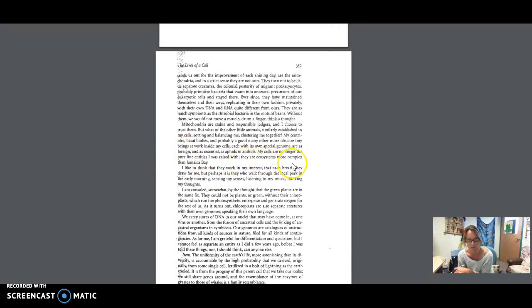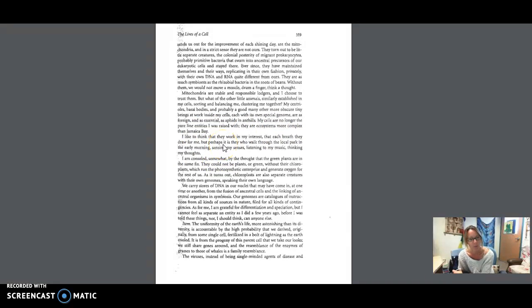They are ecosystems more complex than Jamaica Bay. I don't know about Jamaica Bay, but I'm imagining it now, green and blue as an ecosystem, and thinking about my own cells as more complex than Jamaica Bay.